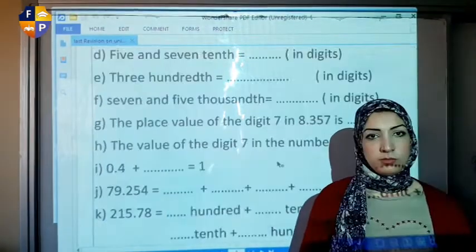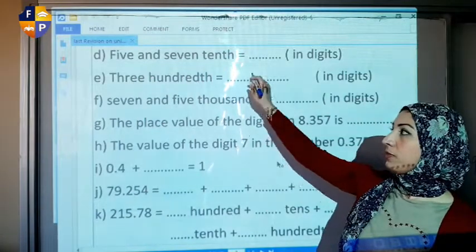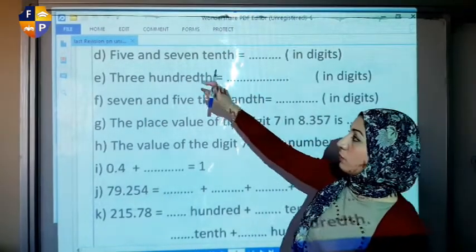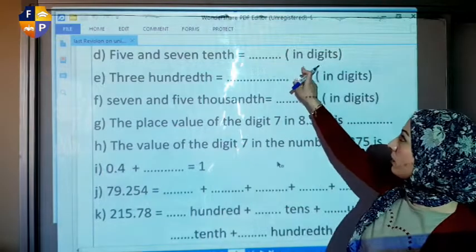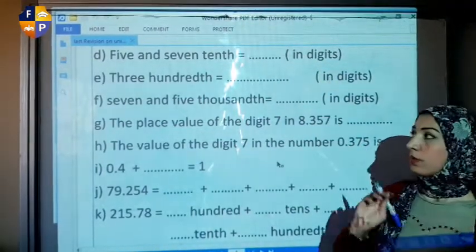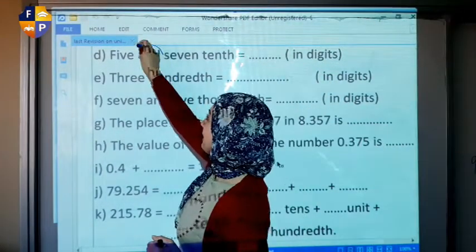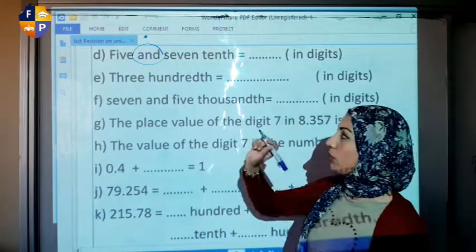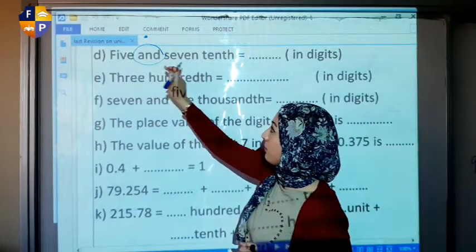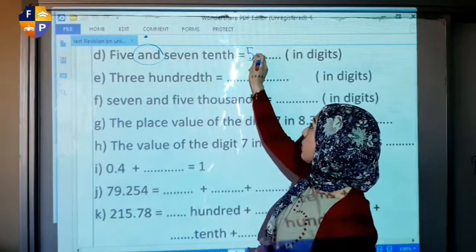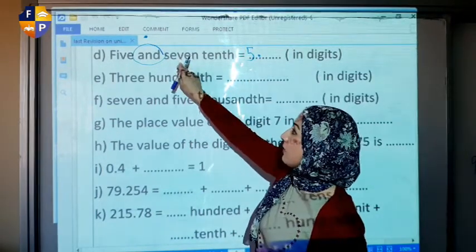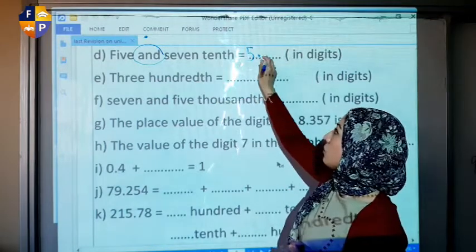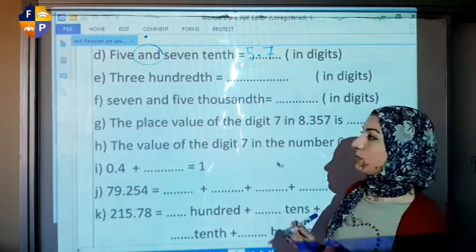Next one, 5 and 7/10. We want to write 5 and 7/10 in digits. All of you know that 'and' means decimal point. So we will write 5, and means 5., 7/10. So we will write 7 in tenths.